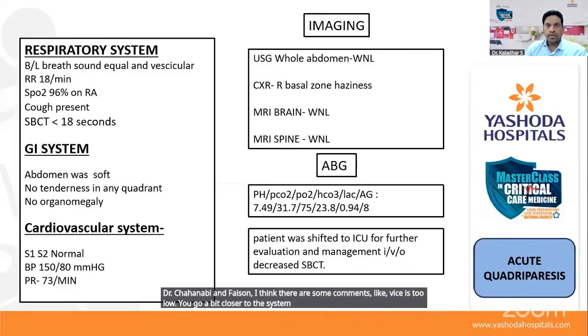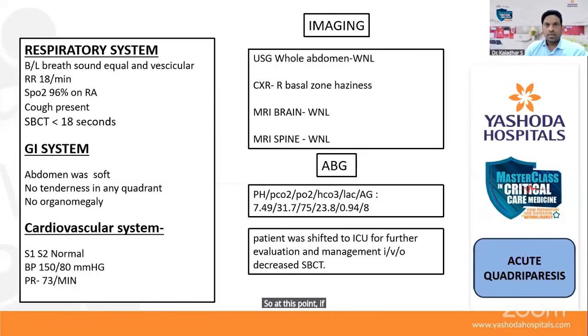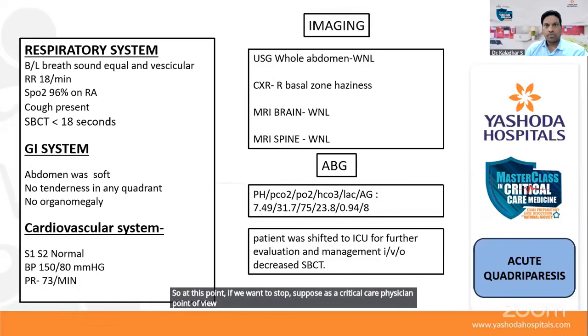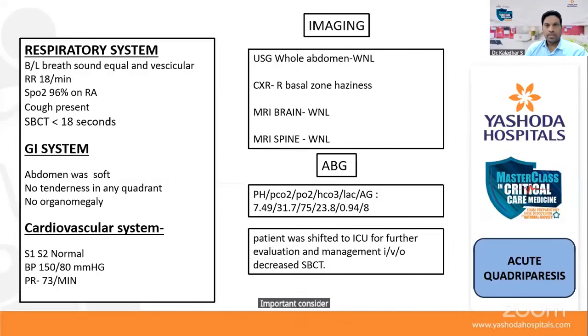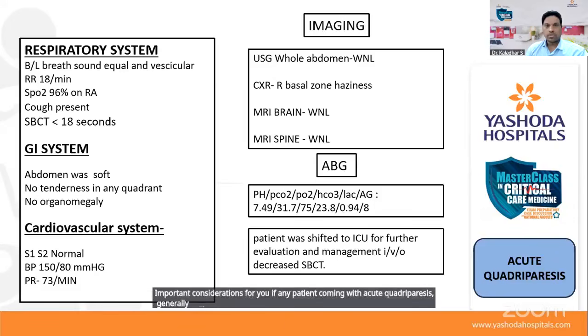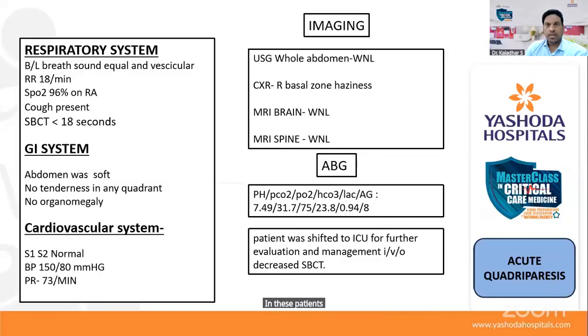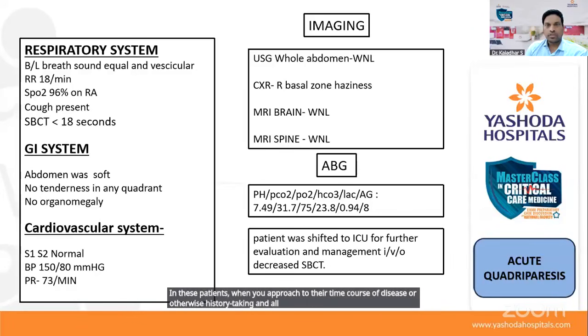So at this point, if we want to stop, as a critical care physician, what are the important considerations for you if any patient comes with acute quadriparesis? Generally, four points. What are the four most important considerations that you will think of in these patients when you approach their time course of disease or history taking? What should be in your mind?